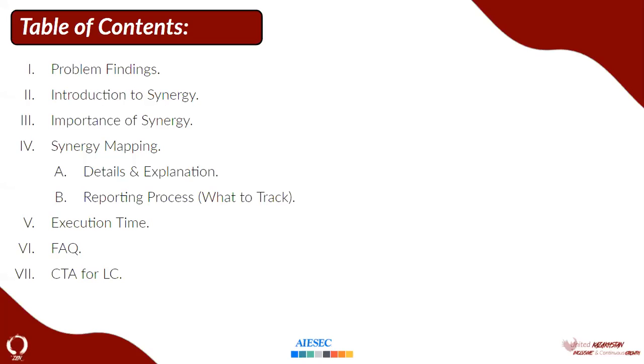Okay. So for the table of contents, first of all, we have the problem findings. Later I will explain what the problem is behind this, like why I made something like this. Second, introduction to synergy. Third, importance of synergy. Number four is synergy mapping with details and explanation, then reporting process and execution time, then frequently or possibly asked questions later on, and then call to action for LCs.